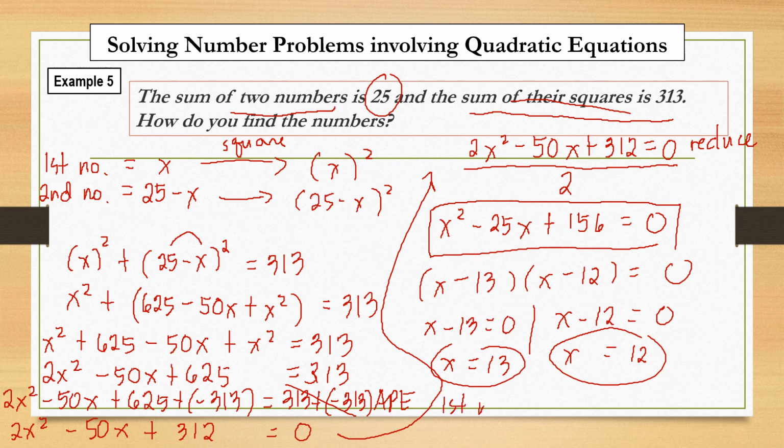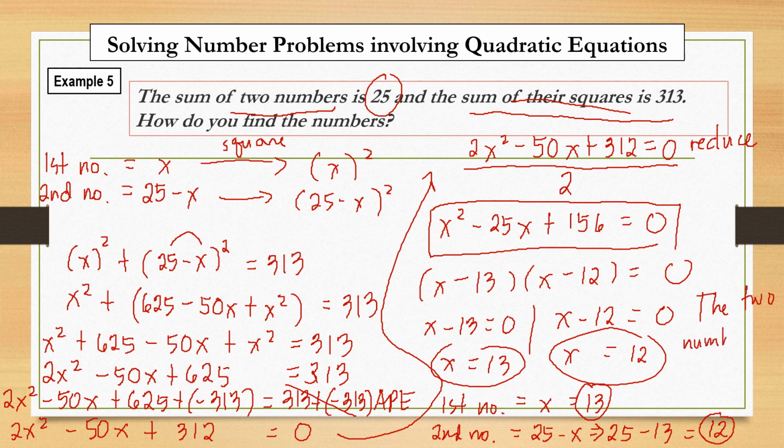So if the first number is equal to x and x is equal to 13, the second number would be 25 minus x. 25 minus the value of x, which is 13, will give us 12. Therefore, the two numbers are 13 and 12.